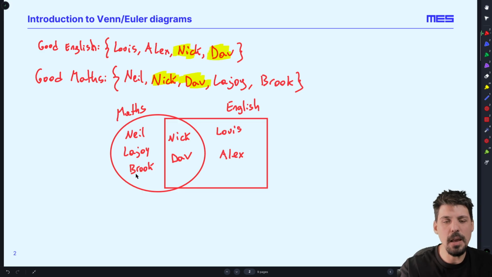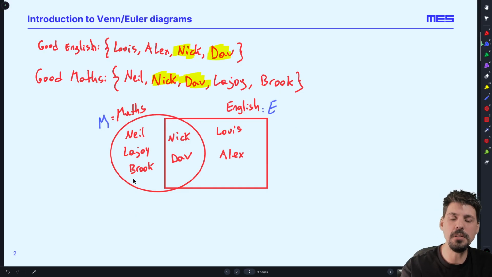Okay. Now, what you'll probably see as we go through this is that we tend not to write whole words in maths. Instead, we would go, that is group M, and say that is group E. And the other thing we can do is start writing down how many people there are in each. So let's say there are Neil, LaJoy, and Brooke. There are 3 people that are good at maths, but not particularly good at English. There are 2 people that are good at maths and good at English, and there are 2 people here.